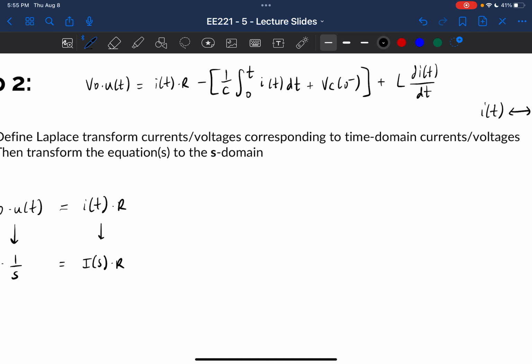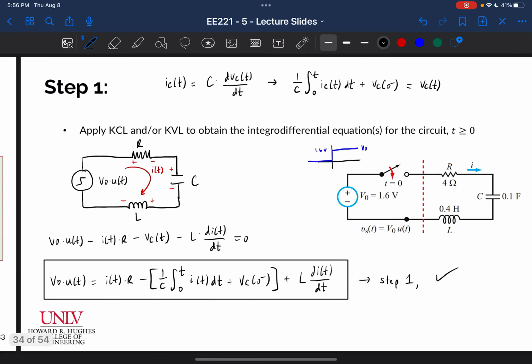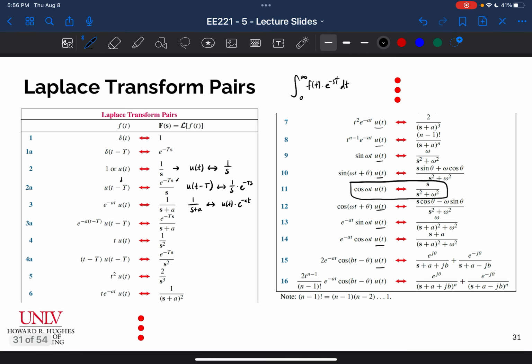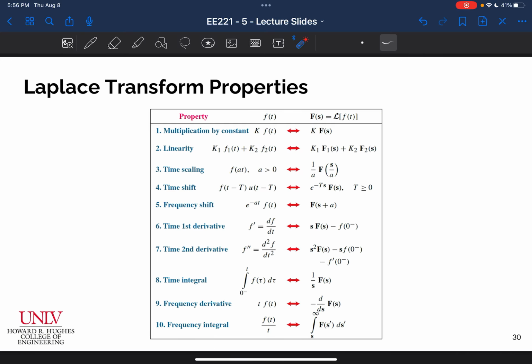Let's look at the next one, which is minus 1 over C times the integral from 0 to t of I of t dt, right? And so this is the time integration property. We need to take a look at the time integration property. We basically said that if we take the integral, let's go back to the properties table. If we take the integral of our function in the time domain, we need to divide by s in the s domain, okay? It's not 1 over s, right?